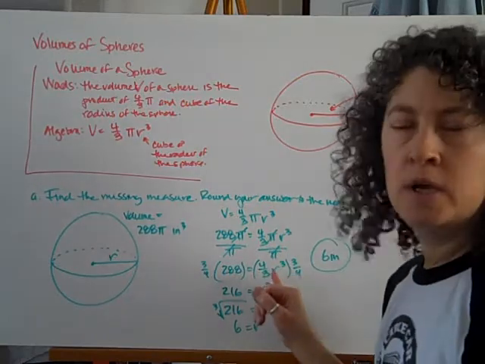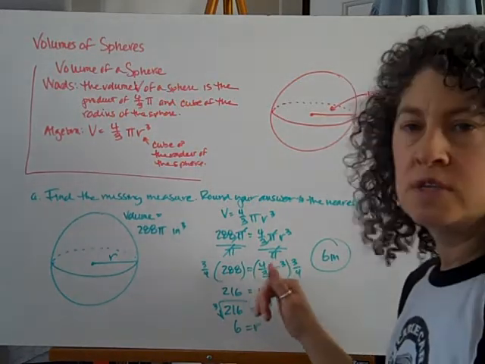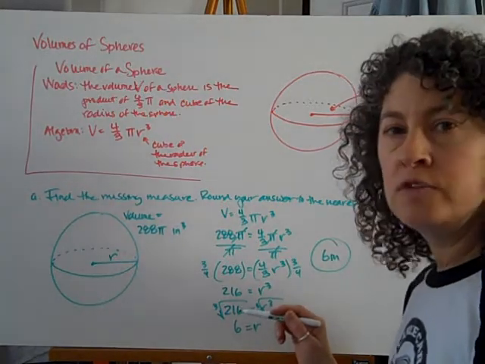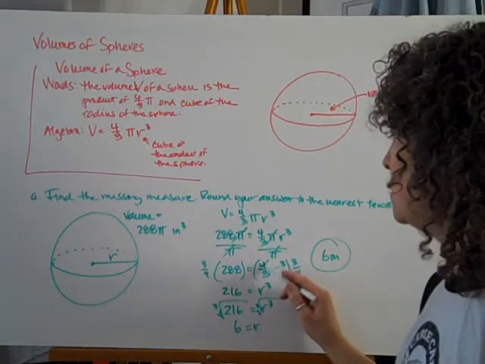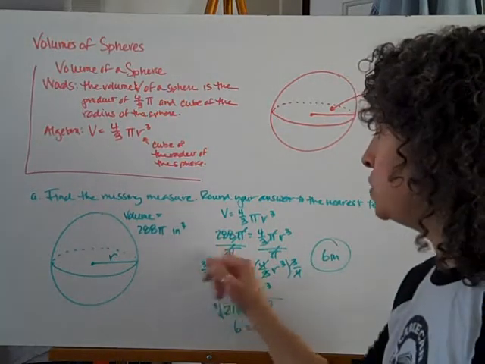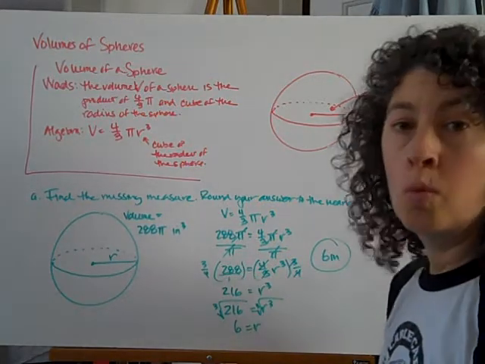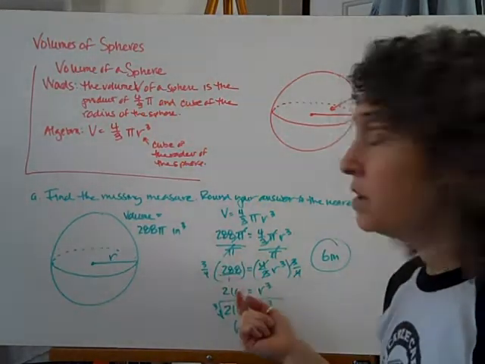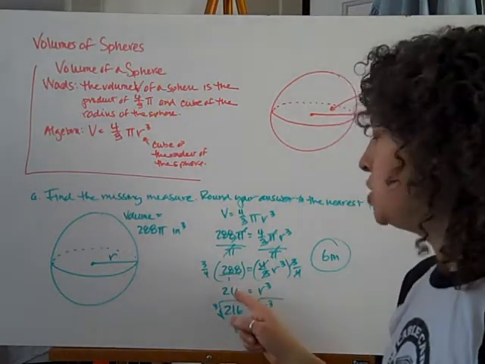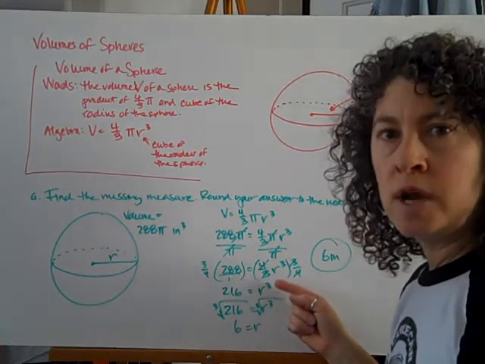Next, I want to get the radius cubed by itself. So I'm going to multiply by the reciprocal of 4/3, like we've talked about when solving equations. These 4's simplify out and these 3's simplify out. I do have to do the math over here: 3/4 times 288 over 1. I can grab my calculator, do 3 times 288, and then divide that by 4. I got 216. So I'm left with 216 equals the radius cubed.